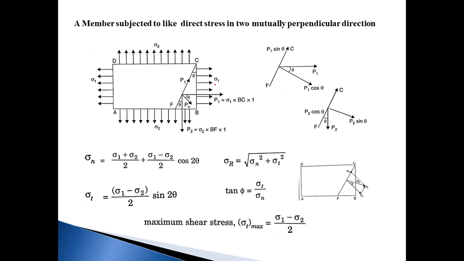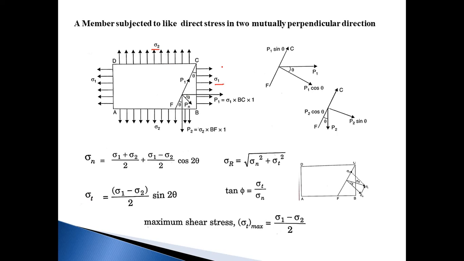On face BC is acting stress sigma 1, in tension. And on face CD the stress is sigma 2, which is also in tension. Sigma 1 and sigma 2 both are in tension, so this system is called like parallel forces. Like means both forces are of the same nature, and sigma 1 and sigma 2 are mutually perpendicular to each other. Now we require to find out normal stress and shear stress.